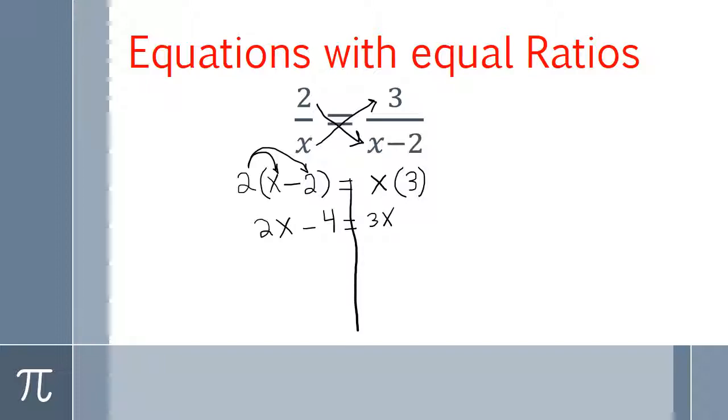Now I have x's on both sides. That means I need to move one of these x's to the other side by doing the opposite or the inverse operation. I'm going to subtract 2x from both sides, which makes me end with -4 equals 3x minus 2x, which is just x. And that's the final answer.